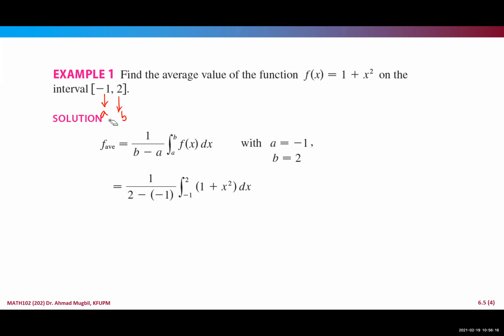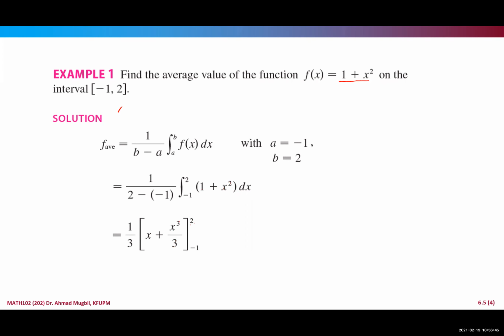Just substitute what you will have. It will be 1 over 2 minus negative 1, so it will be 2 plus 1, times the integral from negative 1 to 2 of 1 plus x squared. This is f of x dx. Now simplify this. It will be 1 over 3. Now what is the integral of 1 plus x squared? The integral of 1 is x. The integral of x squared is x to the power 3 over 3. And of course, it will be evaluated from negative 1 to 2.